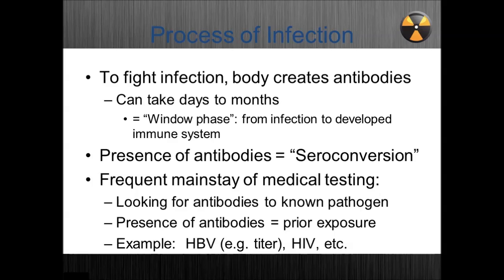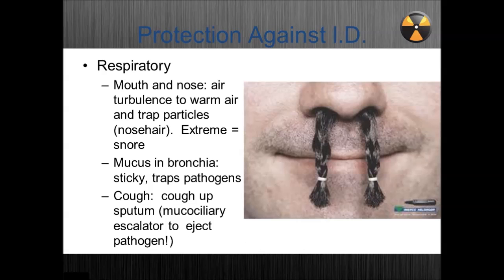Okay? Unfortunately, we don't have vaccines for all the diseases. Hepatitis B. So, what are the things that the body can do to defend itself against infection? For respiratory stuff, your mouth and your nose are actually kind of a filter. This guy's got an extra robust filter. Okay, that's what the hair in there is for.